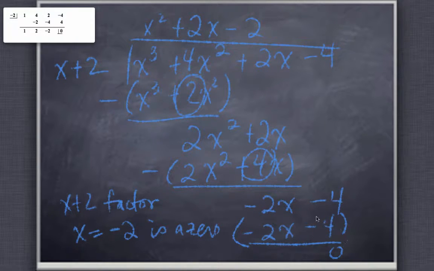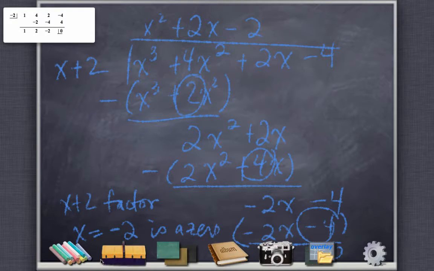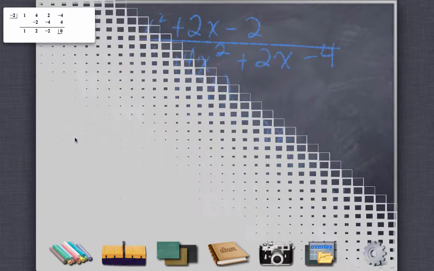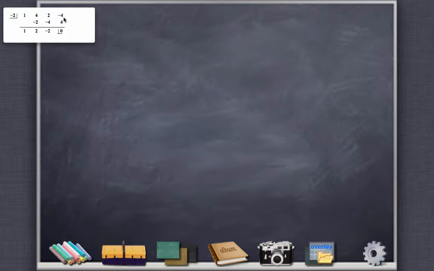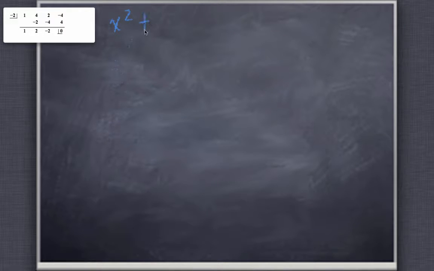And then this is really a plus 4. That's these numbers here, minus 2, minus 4, 4. This is a shorthand way of writing that same thing, and here's how you do it. This is called synthetic division. So I would have been given x cubed plus 4x squared plus 2x minus 4 divided by x plus 2.